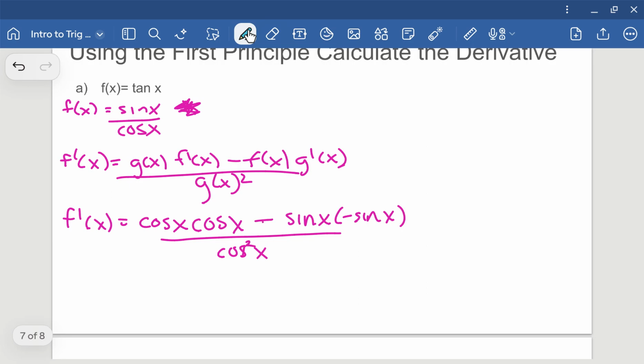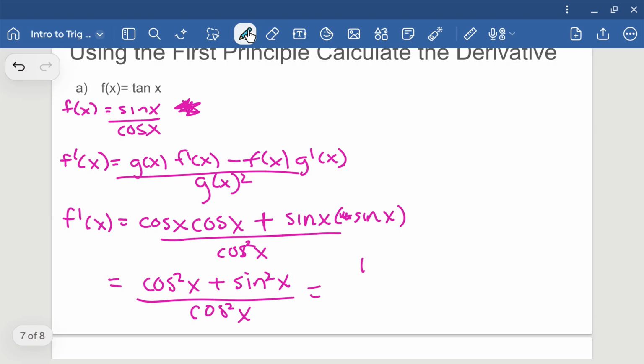So here, if we have a negative times a negative, we know that will become a positive. So this simplifies to cos squared x plus sine squared x all over cos squared x. Now, the numerator is actually an identity, and cos squared x plus sine squared x is 1. And the denominator we can't do anything with. So that's still a cos of x squared. But that is actually what secant squared x equals. So that's what we have.